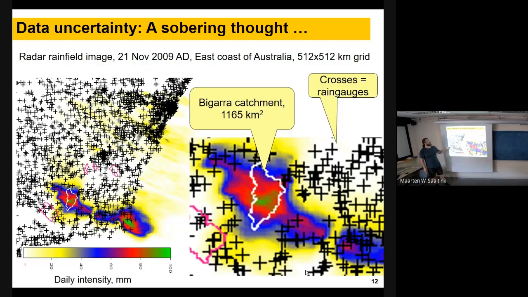So this isn't to say that rain gauges are useless or radar is better, but just to show that even in Australia, as well as in Australia, there are many locations that are sparsely gauged. And so dealing with these rainfall uncertainties is a big practical question.